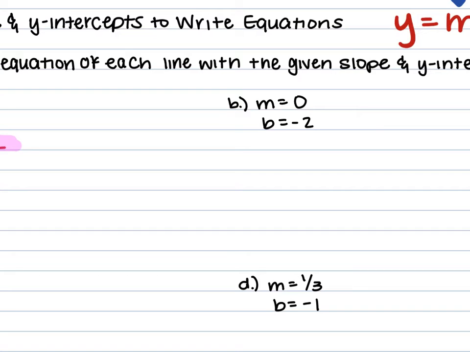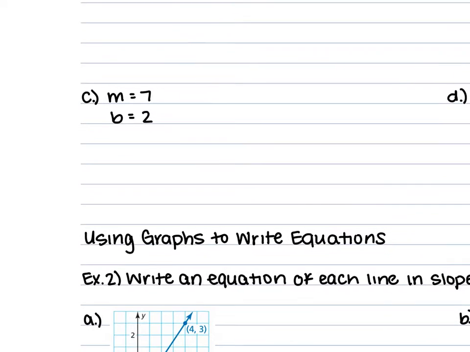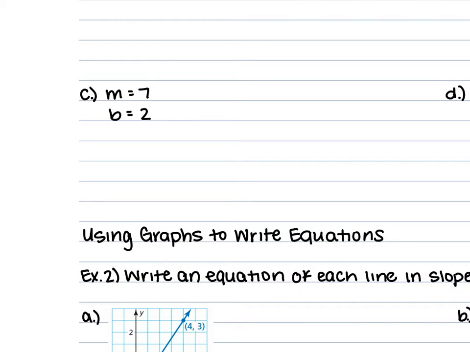For example B, we have an m of 0, so our slope is 0 and a y-intercept of -2. So this is going to be y is equal to 0 times x minus 2. That 0 times x cancels out that x, so that way we just have y is equal to -2. For C, we're given a slope of 7 and a y-intercept of 2. So this is going to be y is equal to m, which is 7, times x plus 2.